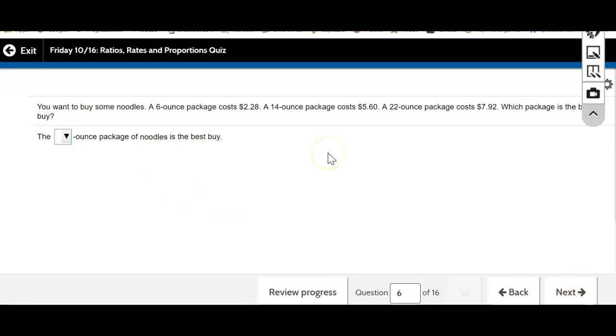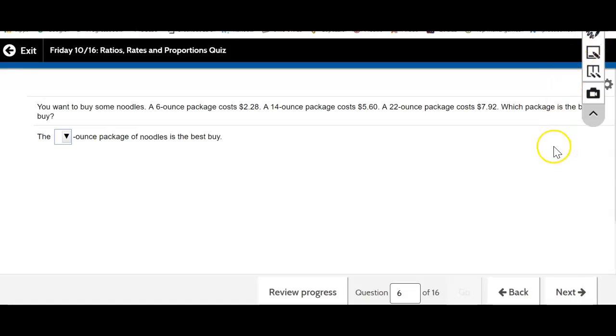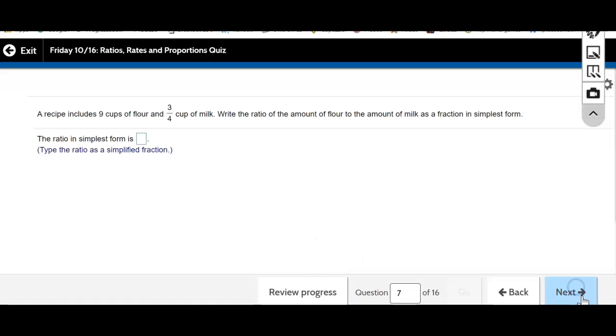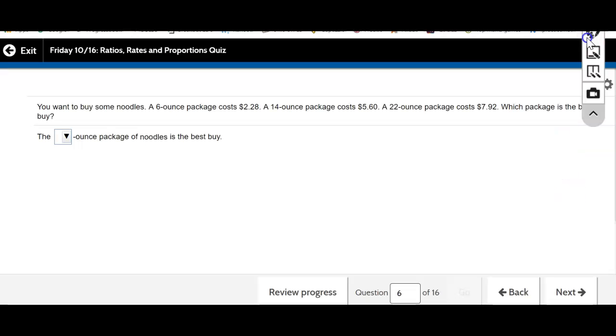And then we had one where you had 3 different unit rates. A 6-ounce package, a 14-ounce package, a 22-ounce package. So you have to find the unit rate of each and then tell me which one is the better buy. Remember that one? Remember, if I don't work something out that you want to work, holler at me. You want me to do that one? All right, let's do it.